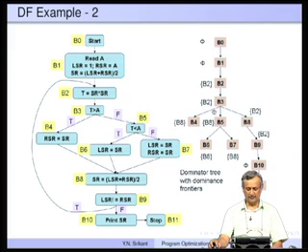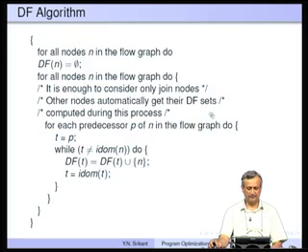Here is another example which is very similar. If you consider B5, B5 really dominates B6 and B7 only. So, the next node we come to is B8, that is why B8 is the dominance frontier for B5.